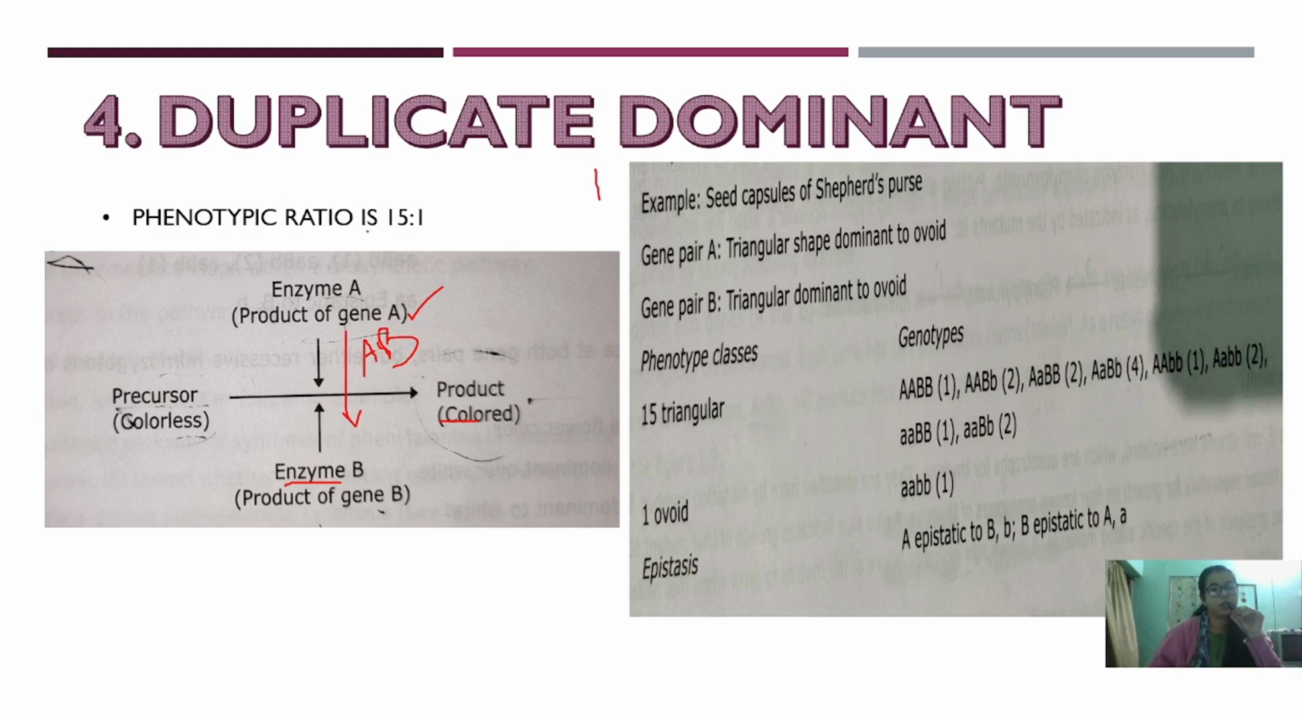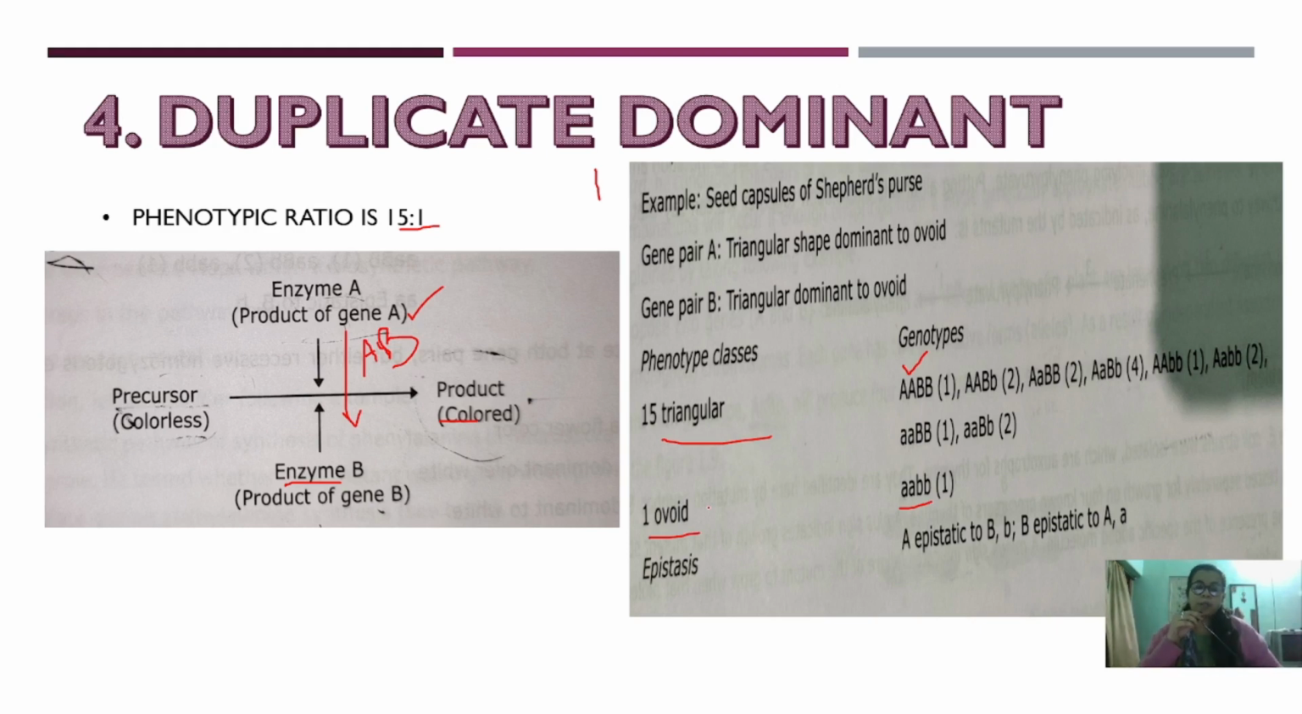That's why we get the ratio here, that is 15:1. You can see here, if we take an example of triangular shape dominant over ovoid, wherever capital A, capital B, and if individually also capital A or capital B is present, we get the triangular shape. And wherever there is an absence of capital A and capital B dominant genes, then small a, small b will be present, and the white color, that is one ovoid, will be formed.